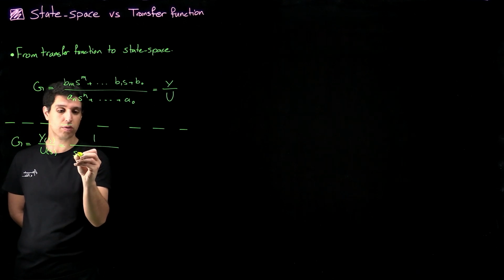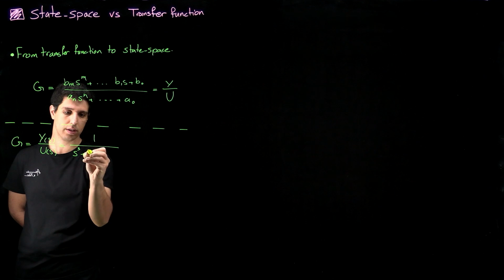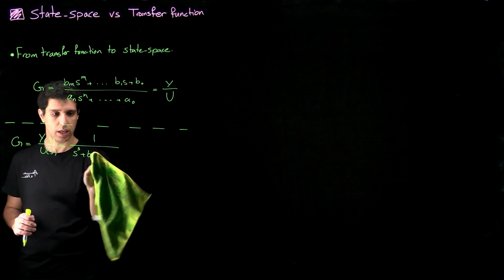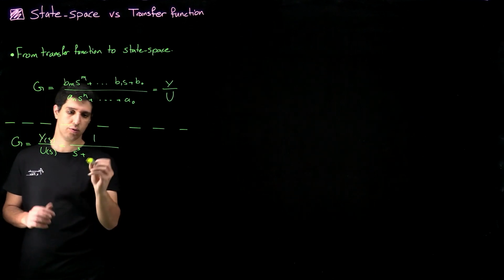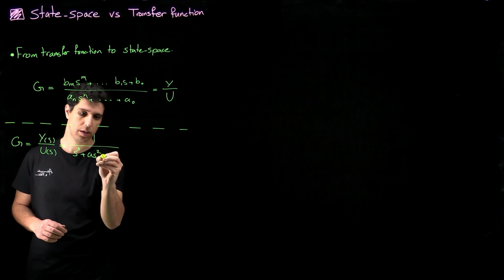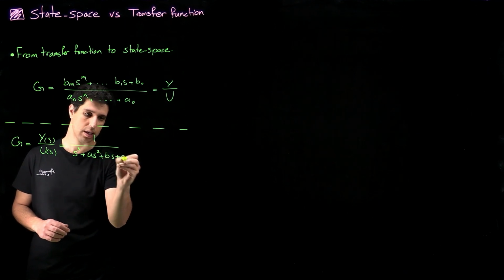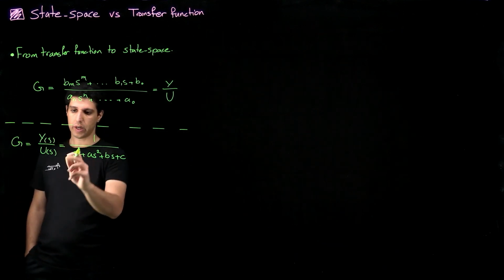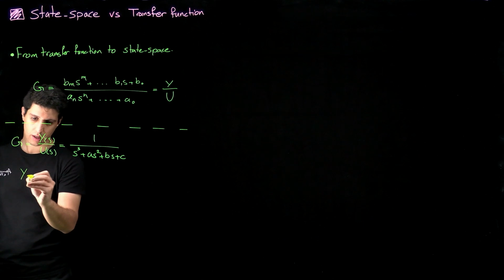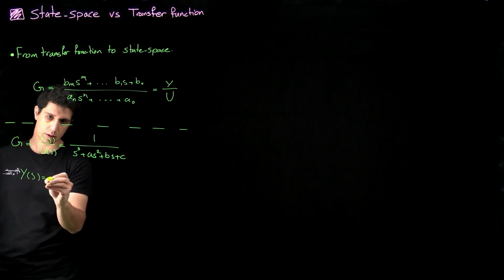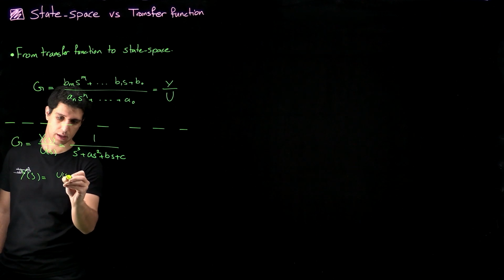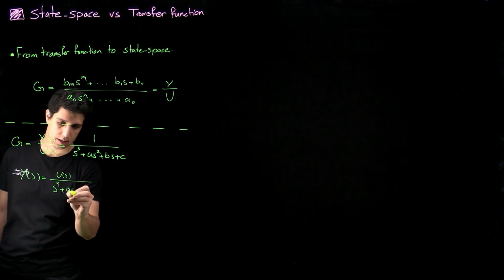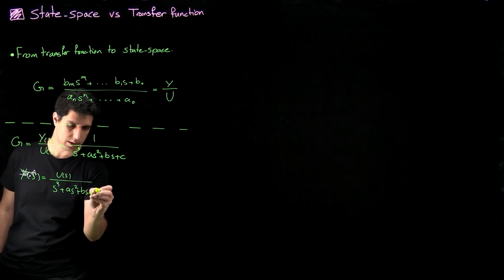Let's go with s cube plus a s squared plus b s plus c. Let's go with that. So what I can do is to write my y of s equals u of s divided by this s cube plus a s squared plus b s plus c.